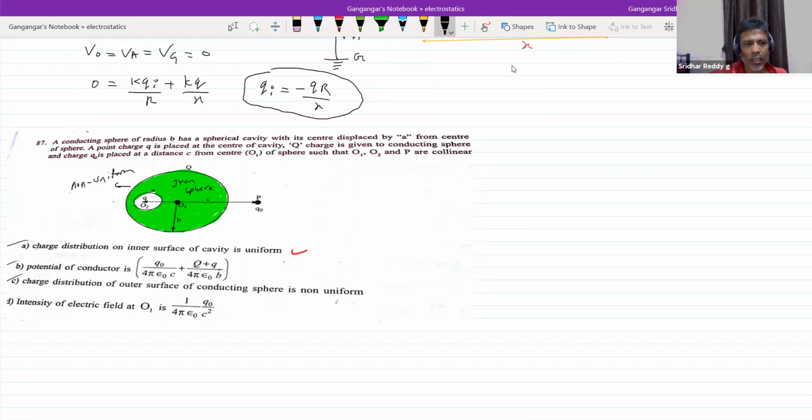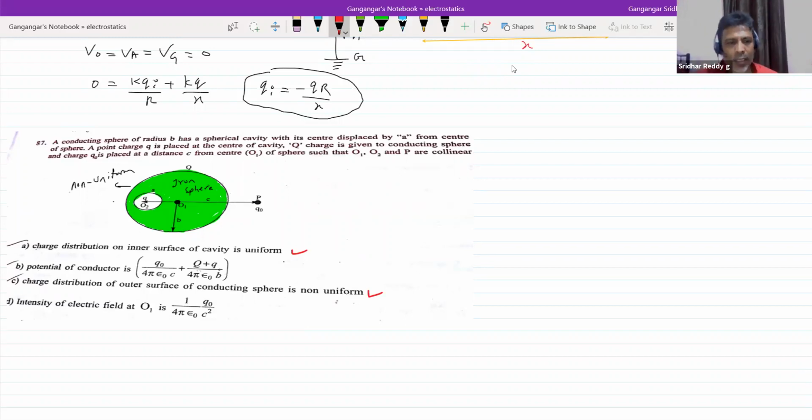Non-uniform. Keep it here now. Charge distribution on the inner surface of the cavity should be uniform because the point charge is kept at the center of the cavity. Yes, that's a correct statement. Then the potential of the conductor is asked. Charge distribution on the outer surface of the conducting sphere is non-uniform. Okay, that's a correct statement. This will go. Okay, let's come to options B and D.